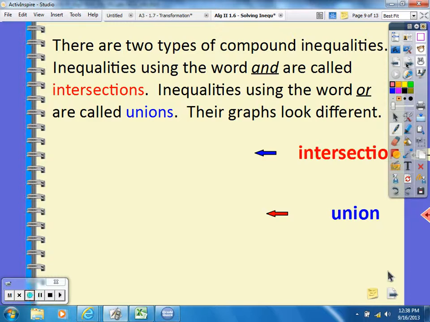So, here I've got a large paragraph, I know. I do not want you to write that paragraph down. I want you to read it and write the key words out of that paragraph instead. So, there are 4 key words here. The yellow and the blue, yes. Intersection goes with what word? And. So I probably wrote intersection and on the same line. Then underneath there, I probably wrote union and or. Those 4 words go together.